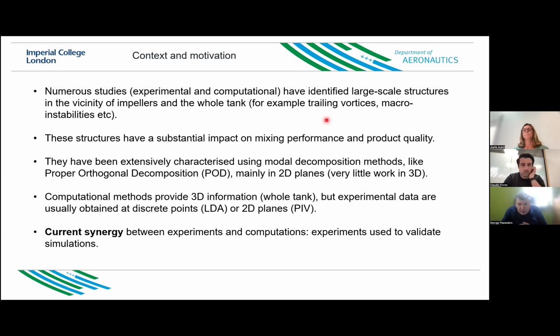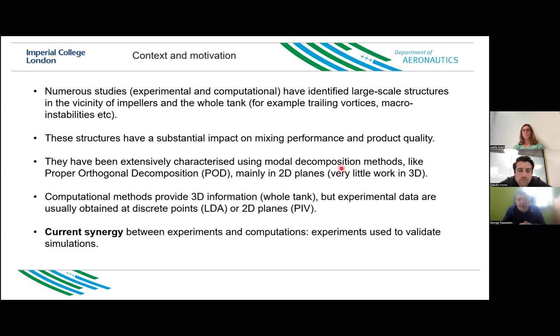Okay. So if we want to improve the mixing performance and if we want to improve the product quality, we need to know the shape of these structures, the spatial three-dimensional shape of these structures, and also know the strength of these structures, how much energy they have, and where this energy is concentrated. So we need to know this information in order to be able to exploit it in order to enhance performance and product quality. Now, there are various decomposition methods, in particular orthogonal decomposition, that has been applied to characterize and extract these structures. So these methods have been applied experimentally on 2D planes, numerically also in 2D planes, and there is also some work in 3 dimensions. And this is how so far we have been able to characterize these structures.